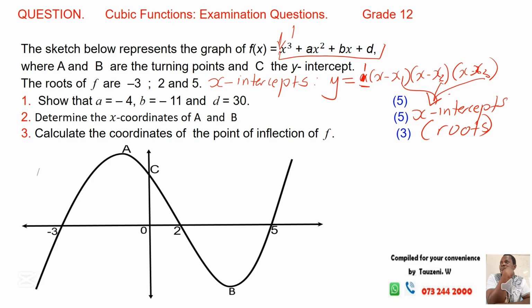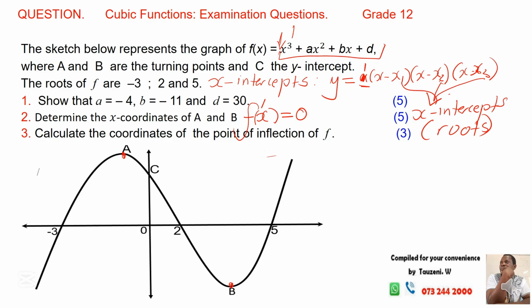Number 2, we need the coordinates of point A and the coordinates of point B. These are the coordinates of the turning points. At the turning points of the graph, the derivative is always equal to 0. Therefore, to determine the coordinates of the turning points or the stationary points of a graph, we differentiate the equation, equate the derivative to 0, and solve for x.